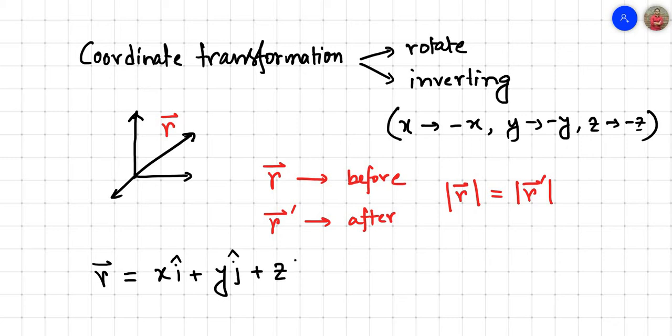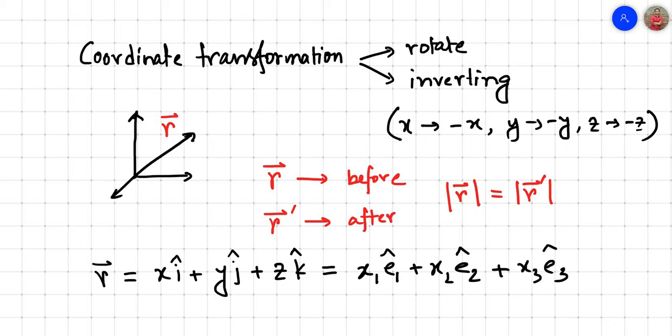Now, since we're using Cartesian coordinates, we can write r as x i hat plus y j hat plus z k hat. But we can also write this in a different notation. That is, we can write it as x1 e1 hat plus x2 e2 hat plus x3 e3 hat. And we can write this compactly using a summation sign: the sum of x_i e_i hat.